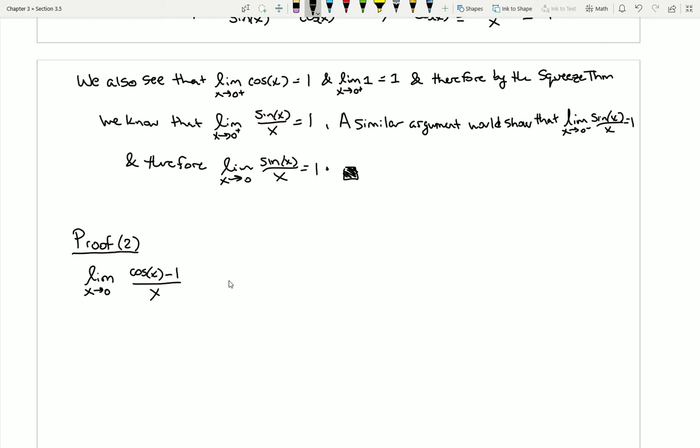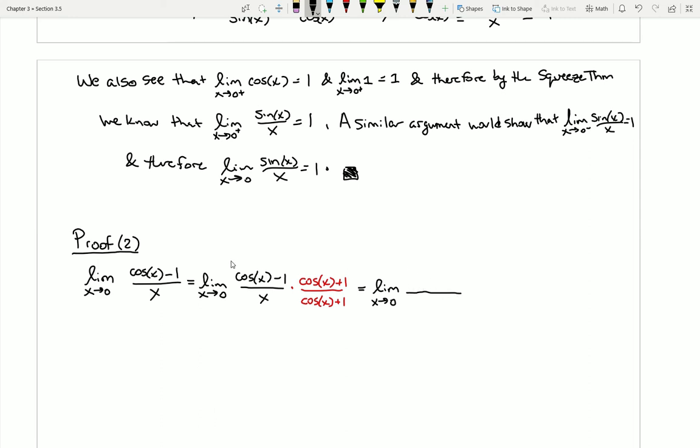And I'm going to rewrite this just a little bit to be able to make use of the fact that we just proved. So to do this, I'm going to multiply by a fancy version of the number 1. I'm going to multiply by cosine of x plus 1 over the cosine of x plus 1. Now when I do this, you'll notice that I'm creating a conjugate again, that's going to allow me to see a factored difference of squares occurring in the numerator.